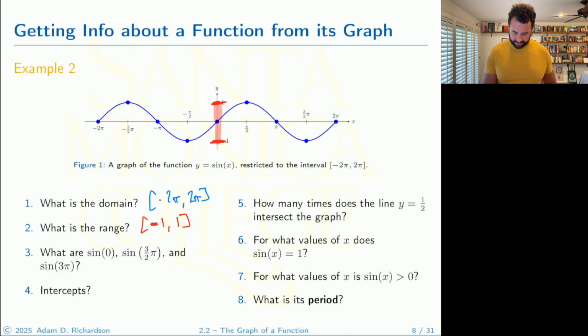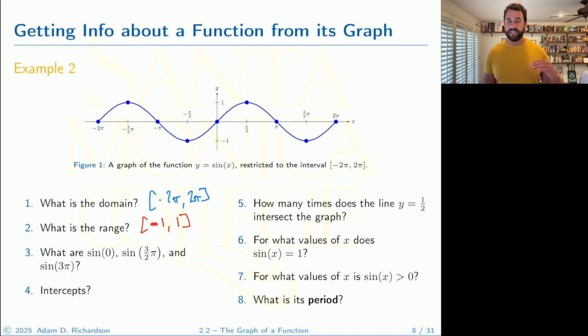Now, let's look at some points. Actually, I don't want to erase that. Keep that. So here, this is a good one to think about too. This one's asking, what is sine of 0? What is sine of 3 halves pi? And what is sine of 3 pi? So let's go through these. The thing I'm going to keep repeating that I want you to remember is this is the output of the function, right? This is the output of the sine function.